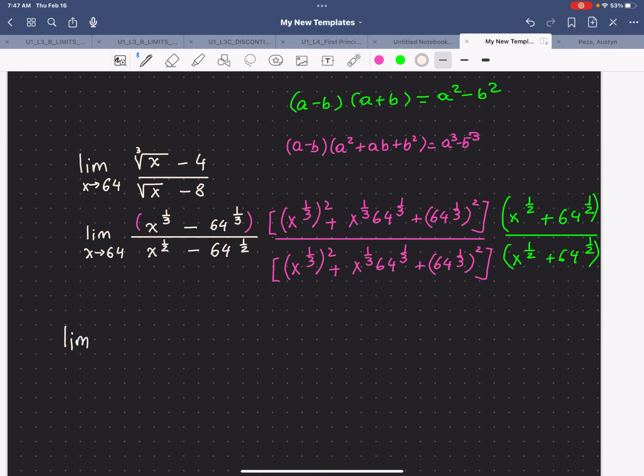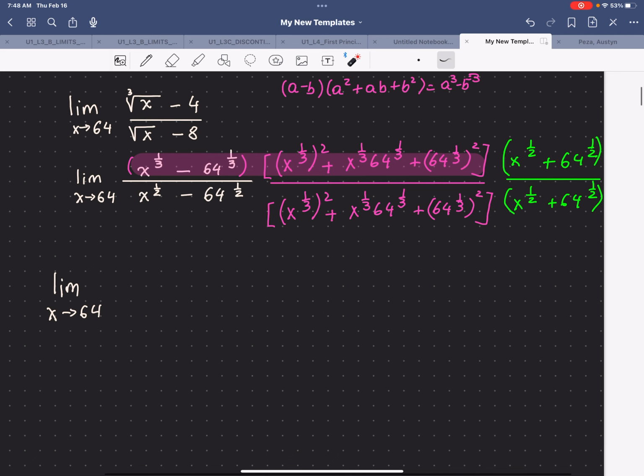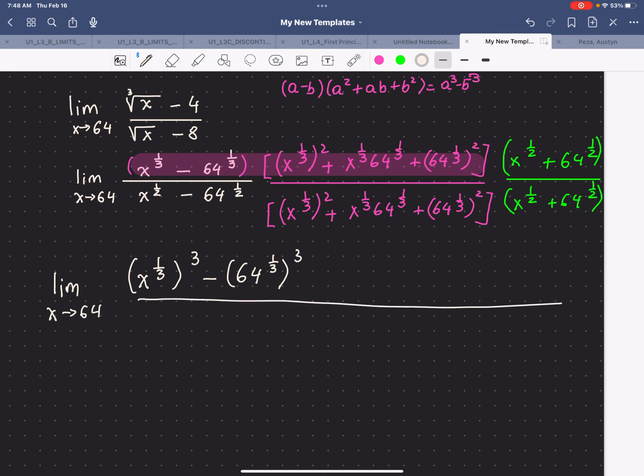So we have the limit as x approaches 64. Now remember that our interest is in bringing x minus 64, which will come in the numerator if we multiply these two conjugates. So by the multiplication of them, then we'll get x to the power of 1 over 3 cubed minus 64 to the power of 1 over 3 cubed. Now, obviously, we still have more terms to add to this numerator. So we have the factor of x to the power of 1 over 2 plus 64 to the power of 1 over 2.